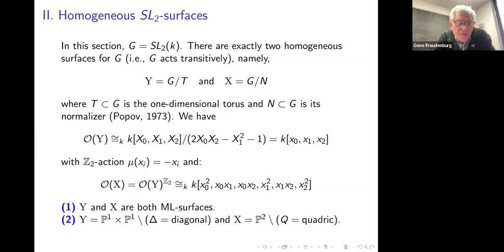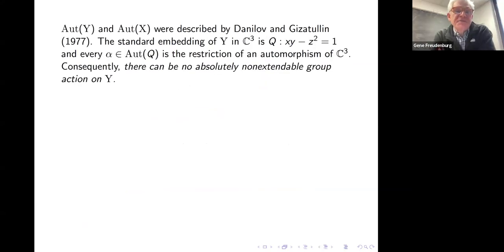Two observations. First of all, Y and X are both ML surfaces, right? Trivial Makar-Lemanov invariant. And if you like, you can view Y as the complement of the diagonal in P1 cross P1 and X as the complement of a quadric in P2. I don't use those descriptions, but those are nice ways to describe each surface. The automorphism groups of these surfaces were described by Danilov and Gizatullin in the 70s.